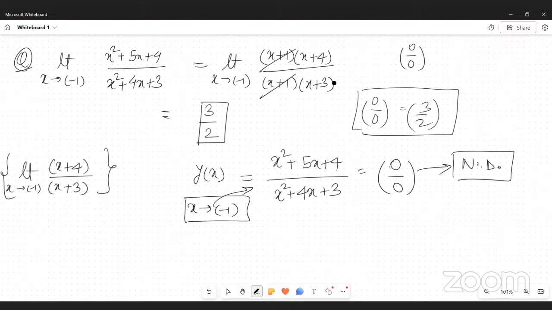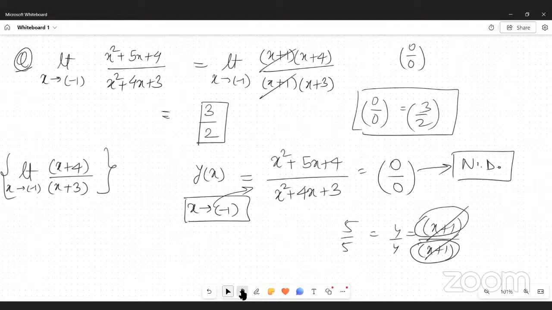So that is why we factorize it, find a common term, and then cancel it, just like we do 5 by 5, 4 by 4. Similarly, we can do (x plus 1) divided by (x plus 1), provided x is not equal to minus 1, which it actually is not. That is the concept of limit. Do you get it? Yes, sir.